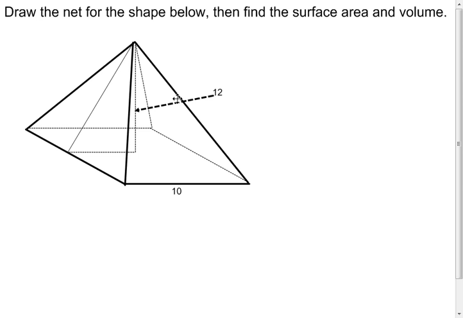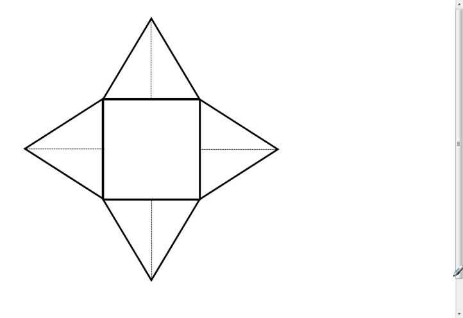So the instructions say draw the net for the shape below and then find the surface area and volume of this pyramid. On the next slide I have the net drawn out, and before I get to that, just imagine me taking a scissors and clipping the top of this. All four sides are going to fall down. So you can have a square with four triangles. It's going to look something like this. Okay, so now let's label our net.